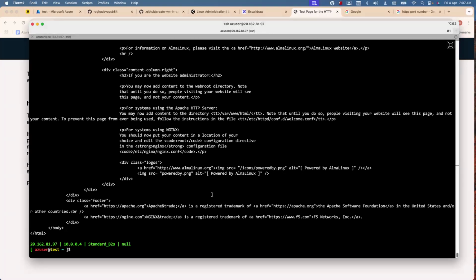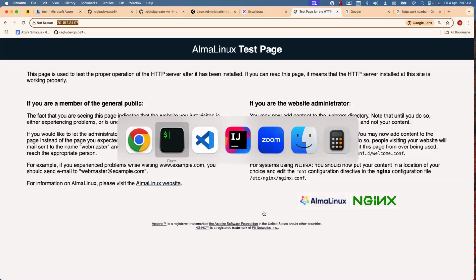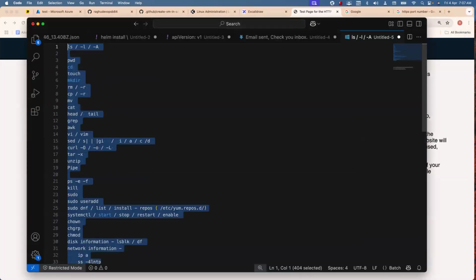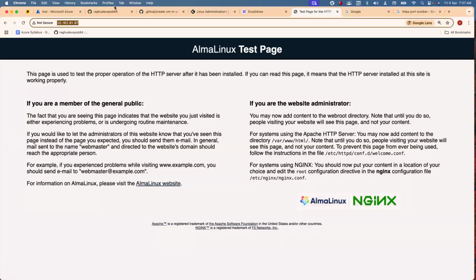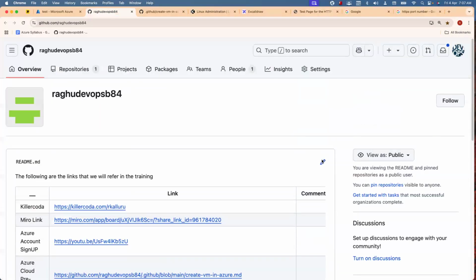So mostly, I think with this, most of the Linux related commands we are done. These commands, at least you should have a fair understanding of. Keep it here.